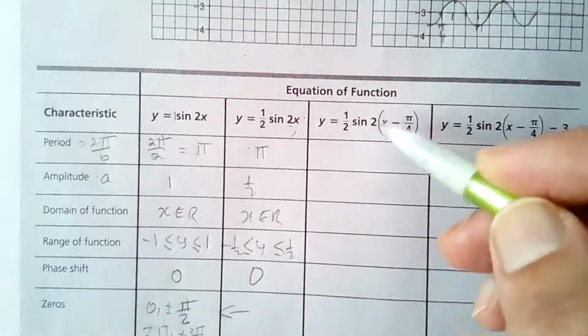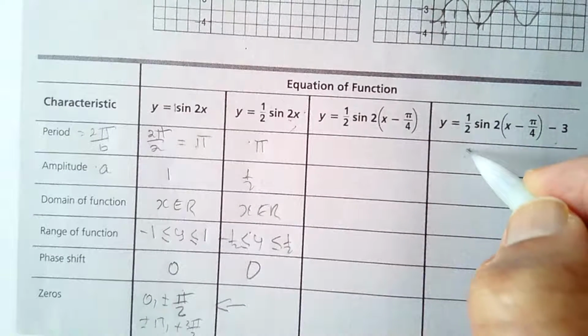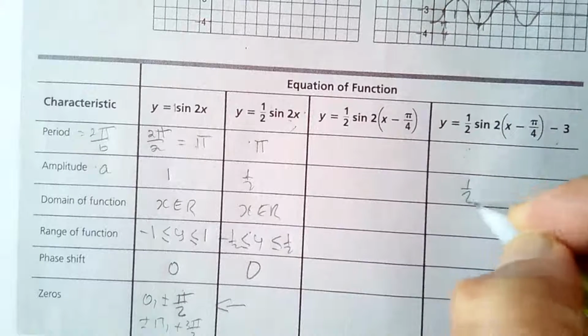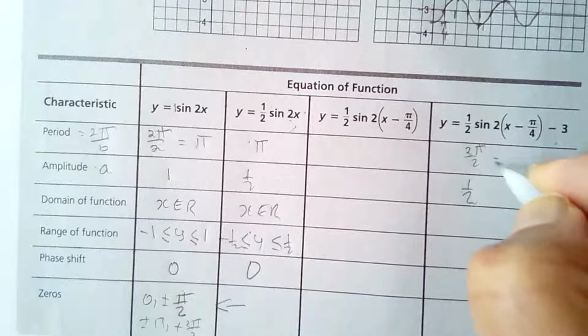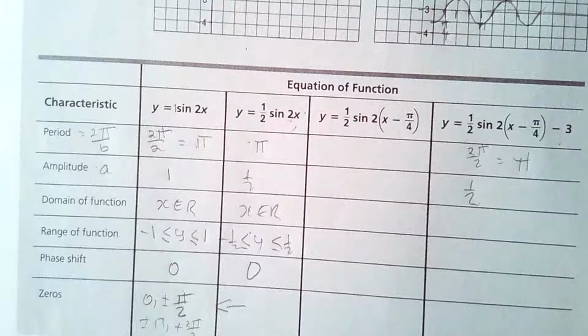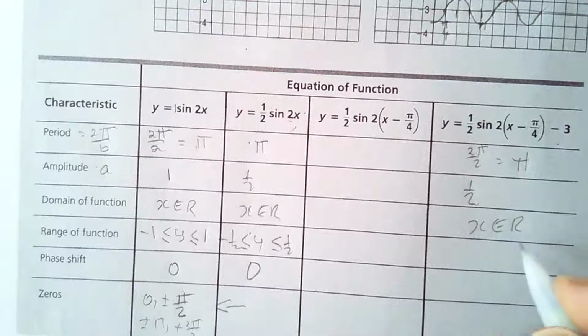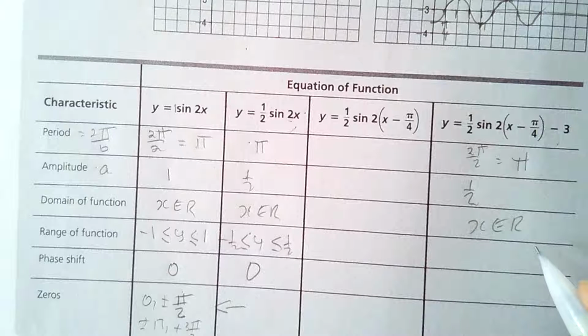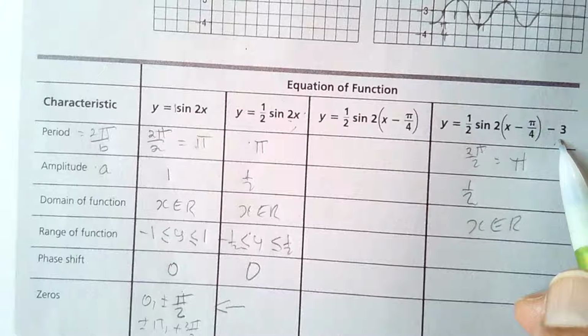The amplitude is half, and now I want to go into this one here. Now the amplitude is a half. Right, we can put that here. The period is 2 pi over 2, which is still pi. The domain of the function, well, there's no restrictions, so we use all the real numbers. Now the range will be an interesting one, right? Because the maximum value, so now we have a shift, right? A vertical shift of -3.